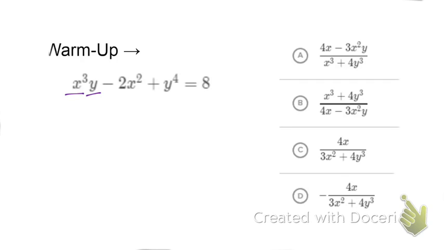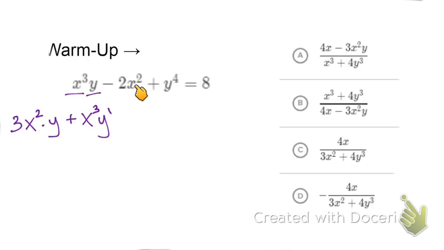What's the derivative of the first? 3x squared times the second. So we're just going to multiply that times y, plus the first times the derivative of the second. So the first one is just x cubed times the derivative of y. What's the derivative of y? Y prime. Perfect.